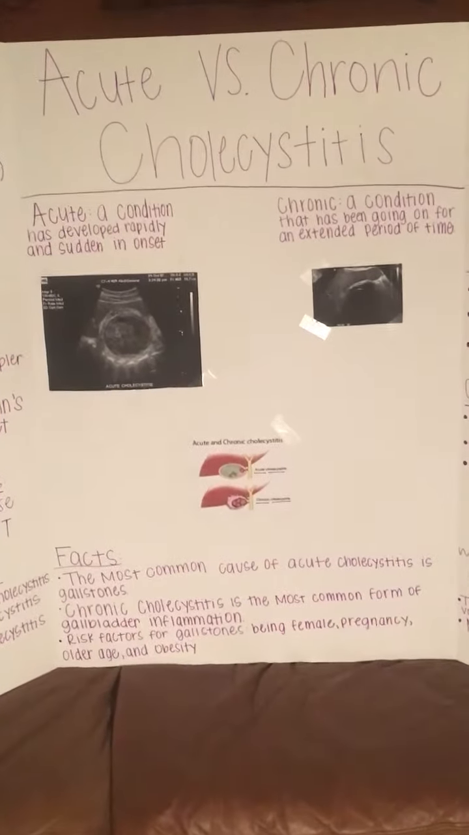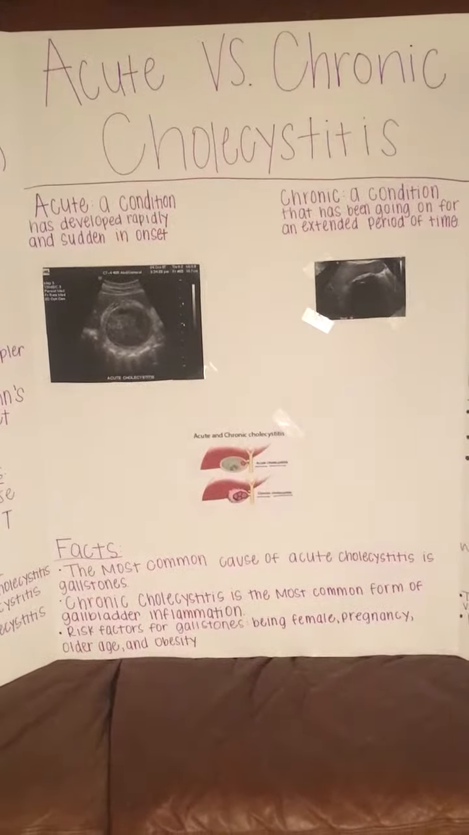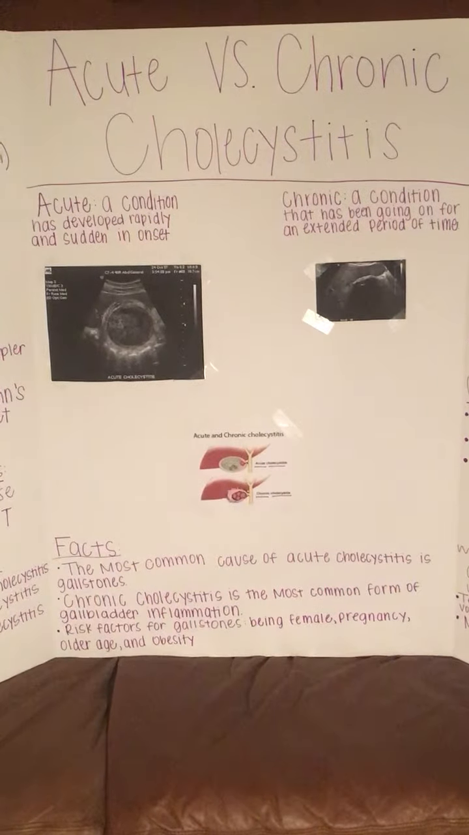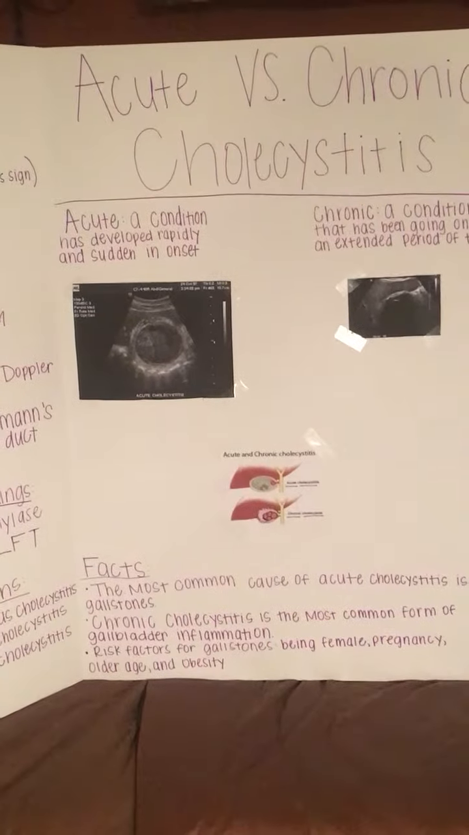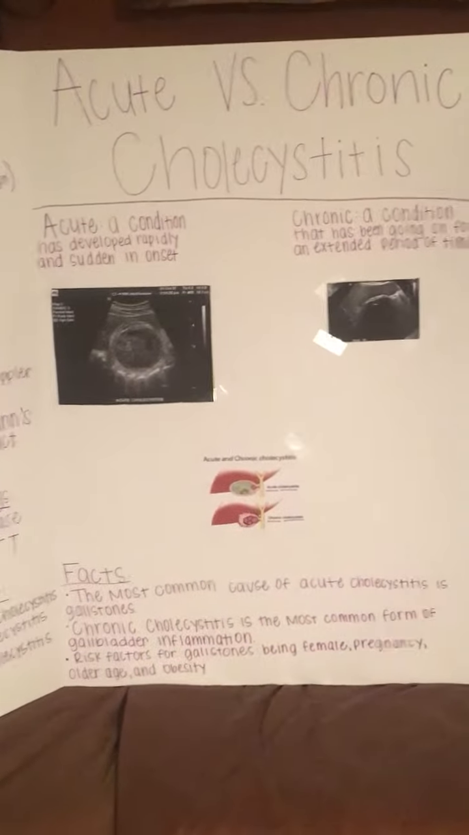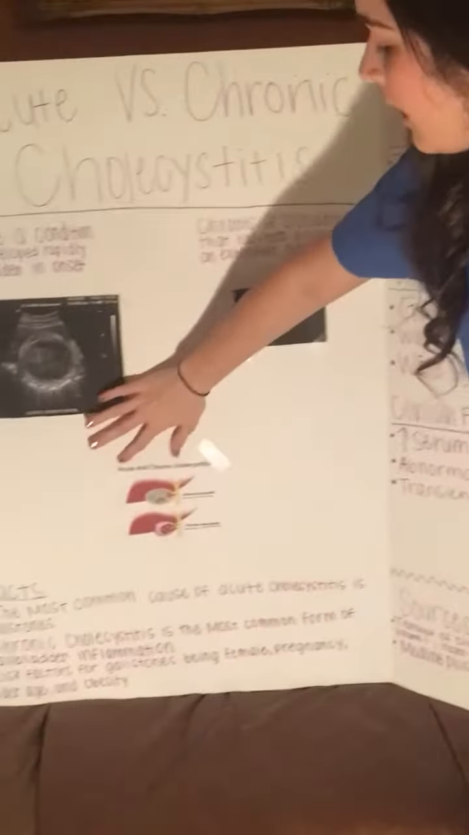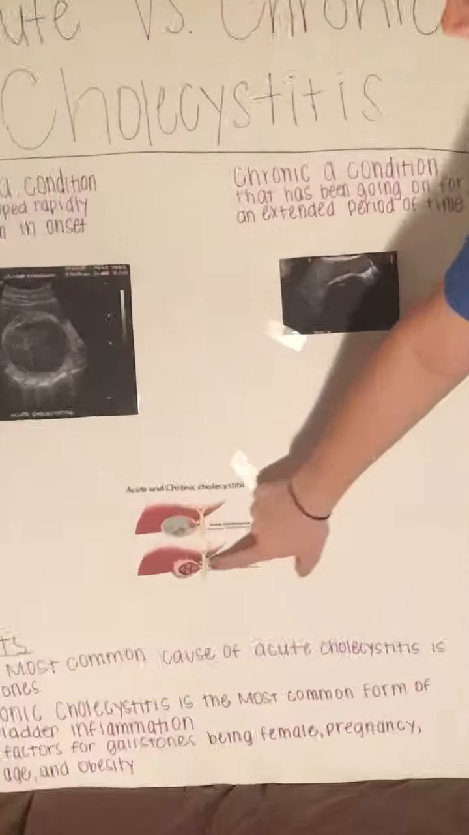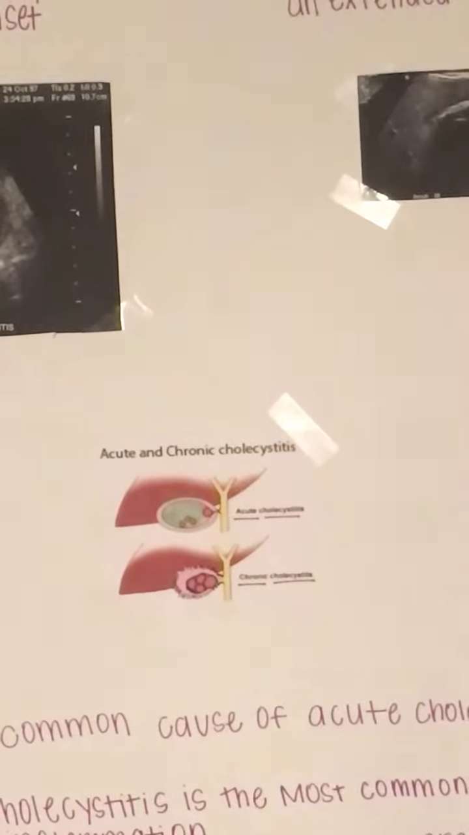Some facts: risk factors for gallstones, which is what mainly causes acute and chronic cholecystitis, or that's one of the forms that causes it. Risk factors are being female, pregnancy, older age, and also obesity. And then also, if you look at this picture, the gallbladder wall is also thickened in chronic cholecystitis as well, and it's going to be greater than 3 millimeters.